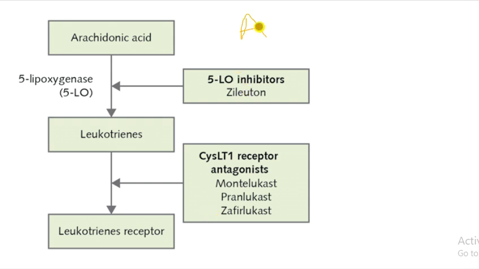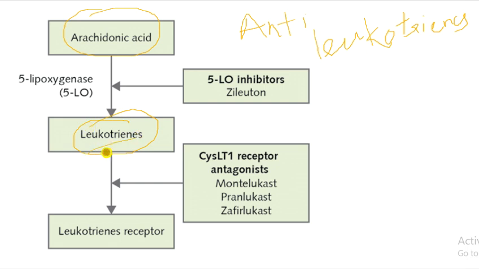And we have anti-leukotrienes. We said that from arachidonic acid, leukotrienes are produced by the lipoxygenase pathway. So this enzyme can be inhibited by lipoxygenase inhibitors, for example zileuton.